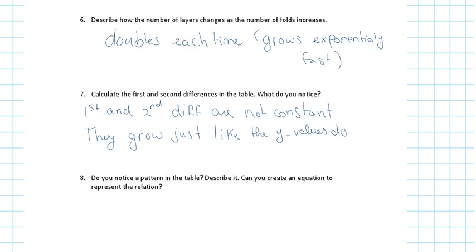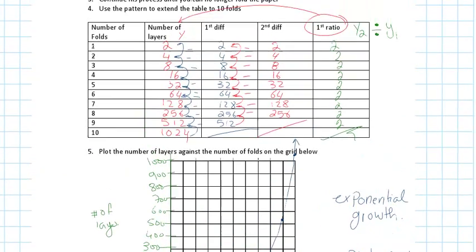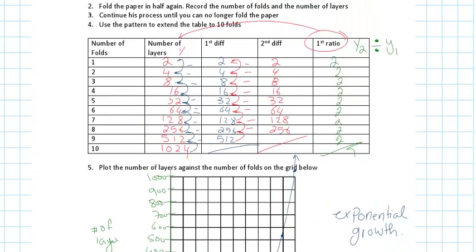Do you notice a pattern in the table? Describe it. Can you create an equation to represent the relation? So what's happening to the x values? If I go back to the table, what's going on with the x values? What's happening to the number of folds? Increasing by what? 1. What's happening to the y values? Increases by 2. They're not increasing by 2, they're doubling, right? So they're multiplied by 2, right? Okay. So the x values are increasing by 1, so that means you're adding 1, right?